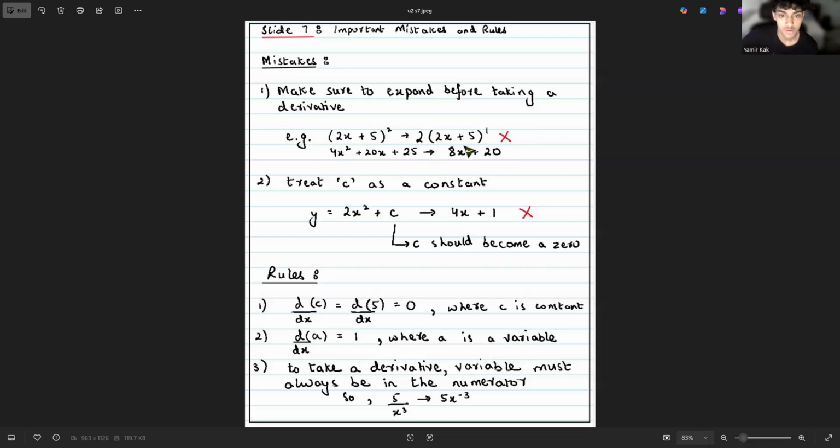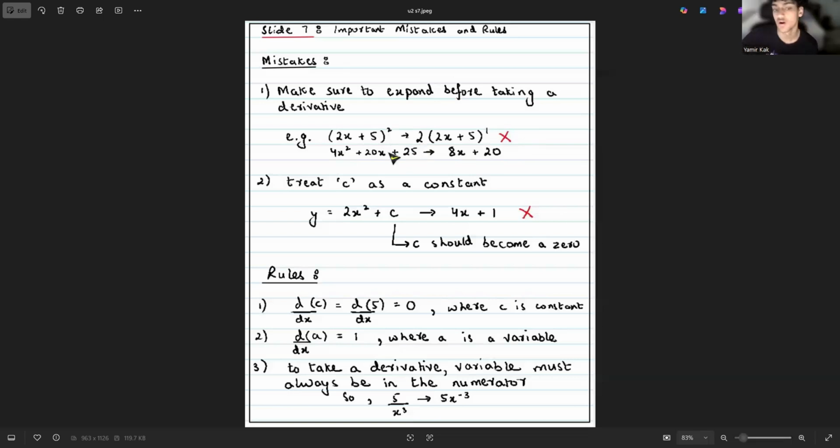And then when we use power rule, this would multiply 8x. And then this would just become 0 because x to the power of 0 is just no variable. And then we have plus 20 and then plus 25. And then if we were to do another step, we can cancel out the 25, right?